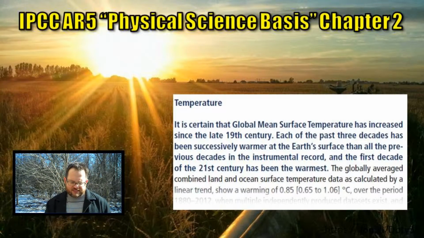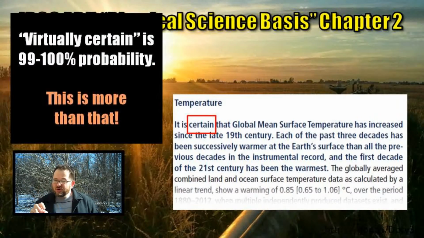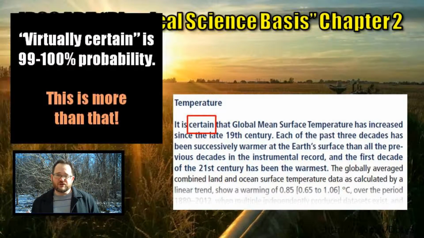When they're talking about temperature, they said, it is certain that global mean surface temperature has increased since the late 18th century. Certain. The book doesn't ever actually seem to define what they mean by certain. I mean, we know what we mean by certain, but just to be clear, certain is more sure than virtually certain, and they define virtually certain in the footnotes as being 99 to 100% probability. This is more than that. Okay, basically they're saying there's no chance that there's a mistake here.